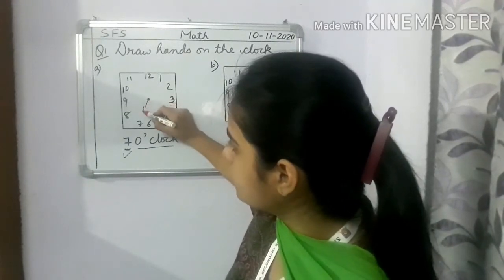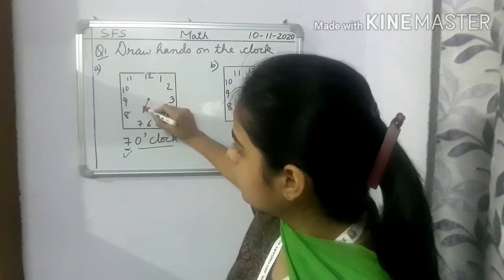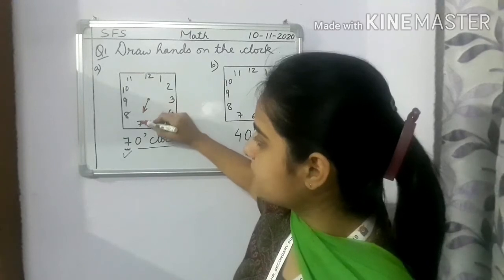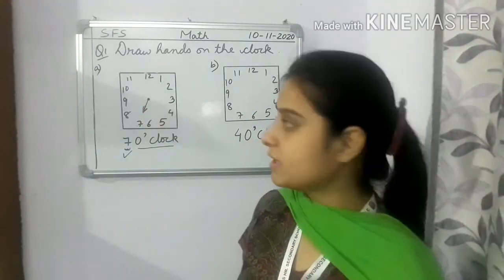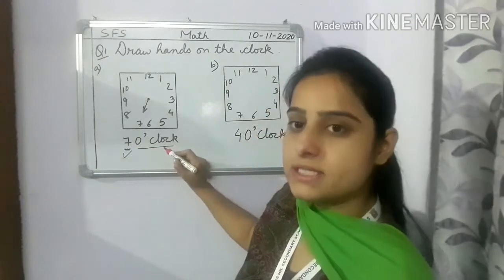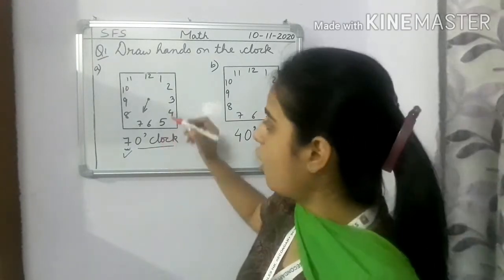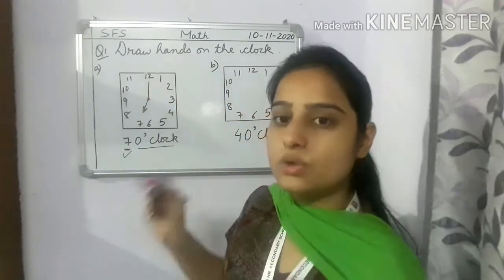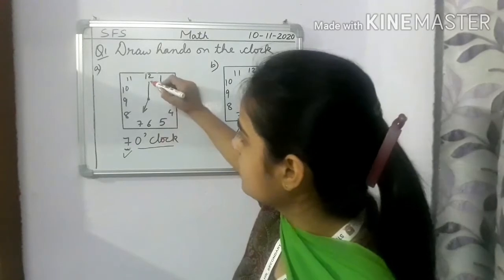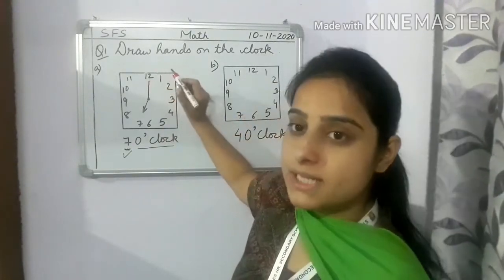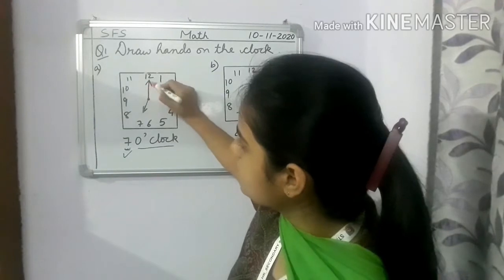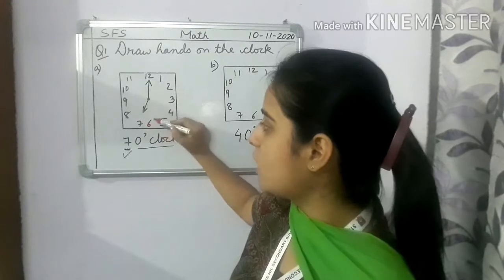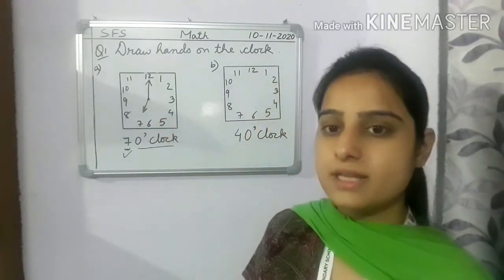It should be exactly on 7, children. When you draw, you give an arrow. It means that it is pointing to number 7. Clear? Now o'clock means the minute hand is on which number? On 12. You can use your scale also if you cannot draw straight. Then after drawing the minute hand, you have to give an arrow. That shows that it is pointing to number 12. So this is how it shows 7 o'clock. Is it clear?